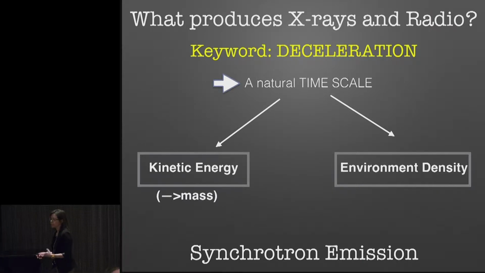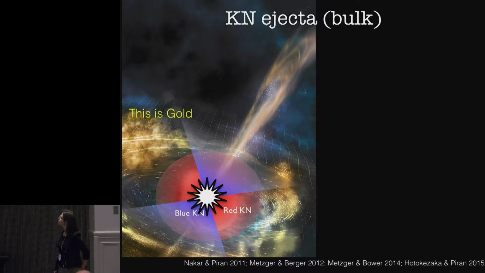So automatically you have two properties that come in, which are the kinetic energy of the outflow that is traveling, and so the mass that you ejected during the neutron star merger, and the environment density. By tracking this kind of emission, you can learn about these two ingredients. And again, I want to emphasize this is synchrotron emission across the spectrum that we will be looking at, just like Wenfei told us during the afterglow.